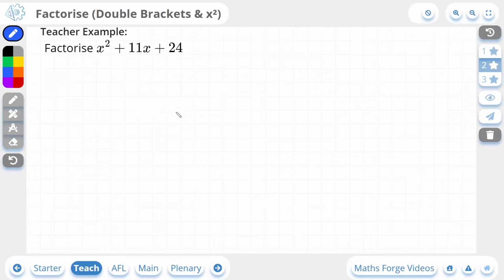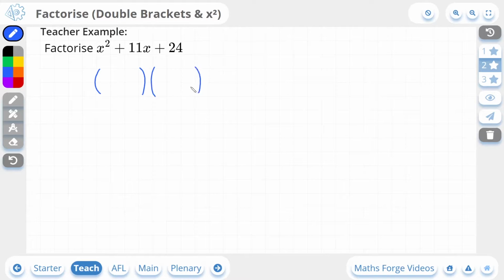Okay, let's do a 2-star example. For the 2-star example, we're being asked to factorize x squared plus 11x plus 24. So this is an example of a quadratic trinomial, tri meaning there are 3 parts to it. When it's possible to factorize quadratic trinomials, you do so with 2 brackets.